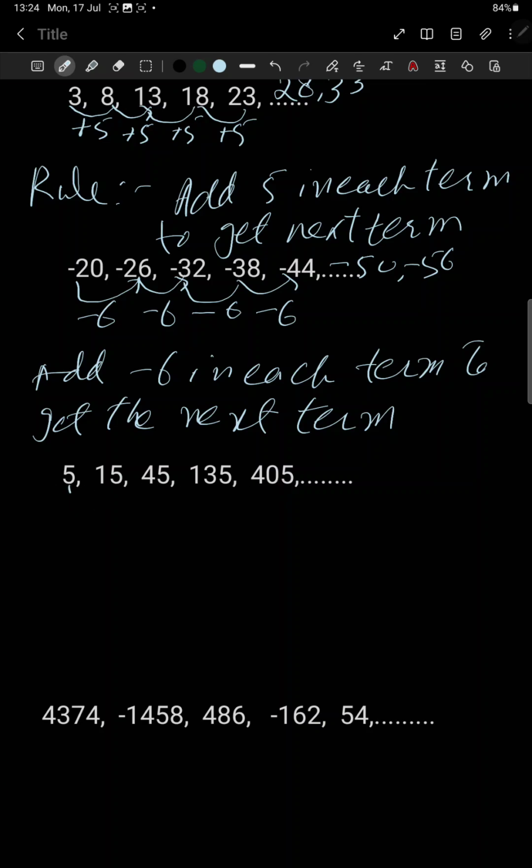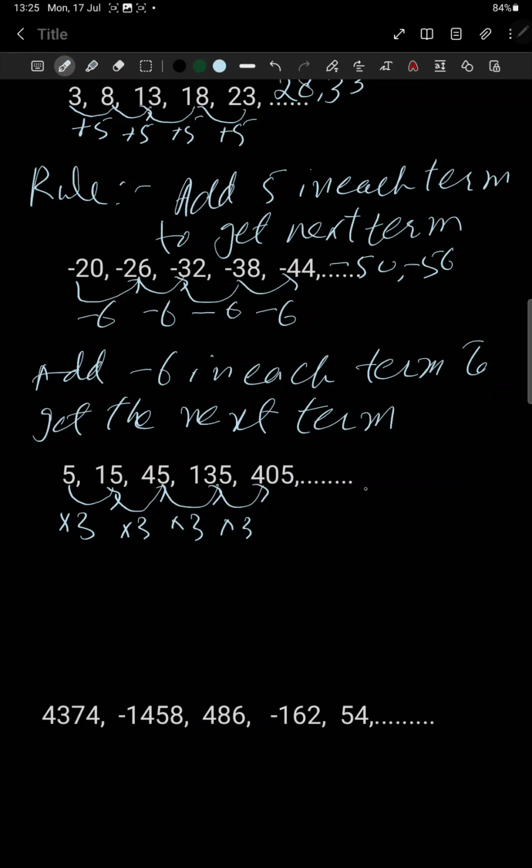To get 15 from 5, we will multiply by 3. 5 into 3 will give us 15. 15 into 3 will give us 45. 45 into 3 will give us 135. 135 into 3 will give us 405. So we have found out the rule. Over here we are multiplying each term by 3.